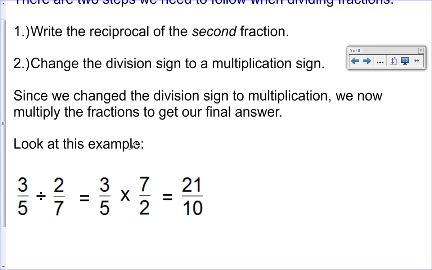So just take a look at this example here. We've got 3/5 divided by 2/7. So following the two steps listed above, first we'll keep 3/5 as it is. Going to change 2/7 to 7/2. Then the division becomes multiplication. Like we learned last day, we can just multiply straight across. So 3 times 7 is 21, and 5 times 2 equals 10.